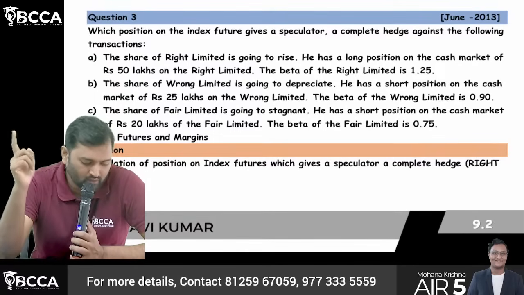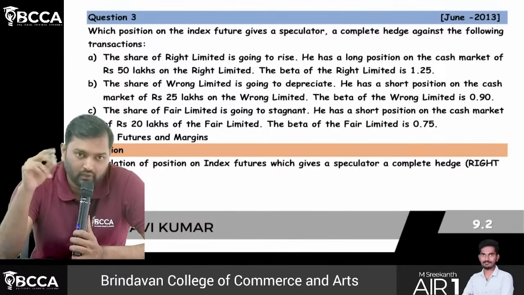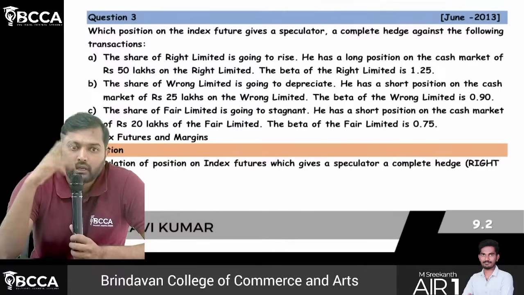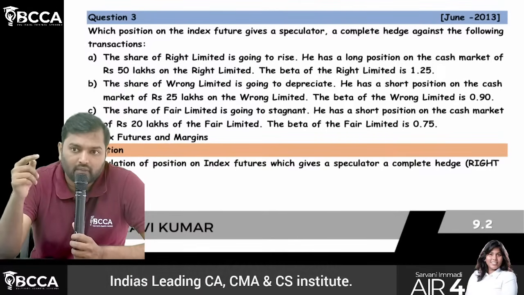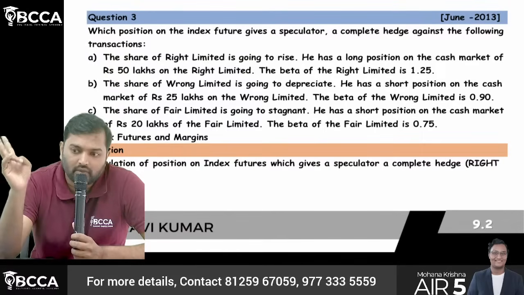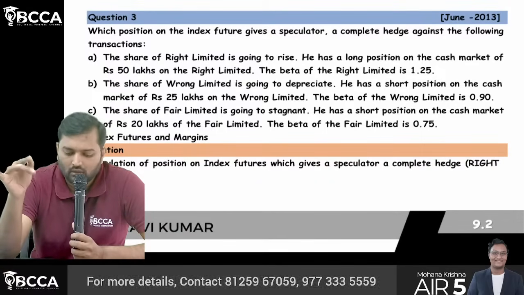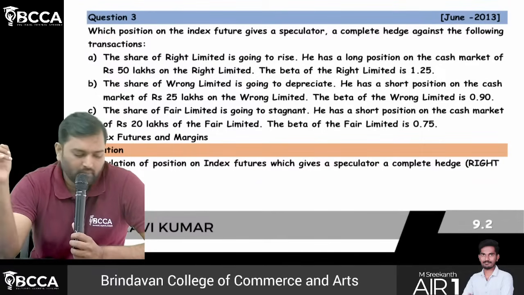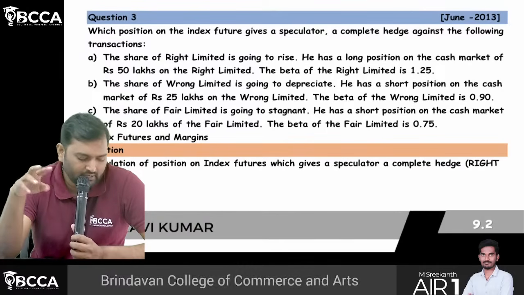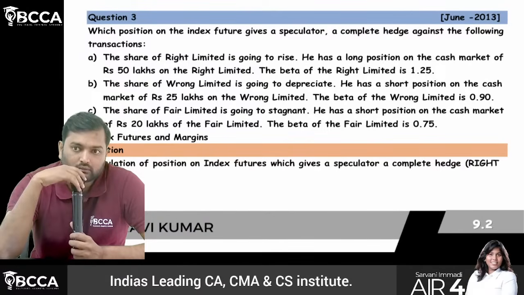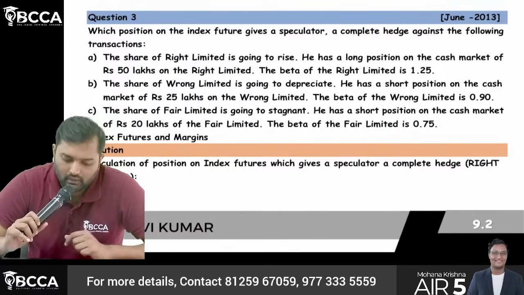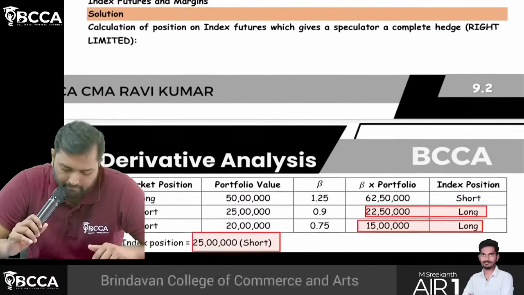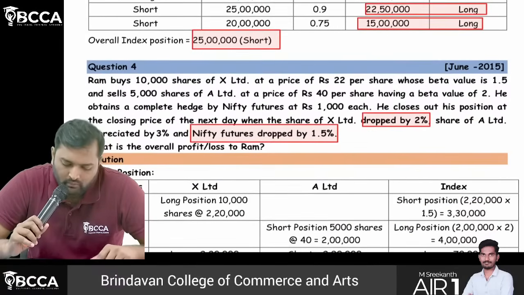Next, the share of Fair Limited is going to stagnate. He has a short position on the cash market, 20 lakhs. Beta is 0.75. So tell me, I will take a long position in market for what value? 20 lakhs into 0.75, that is 15 lakhs. Clear? Okay.